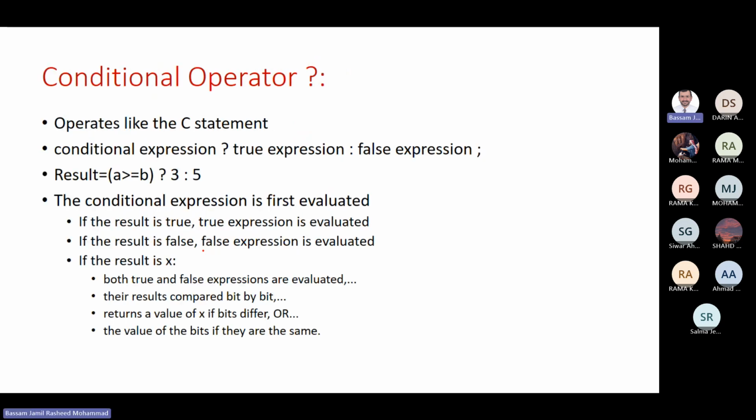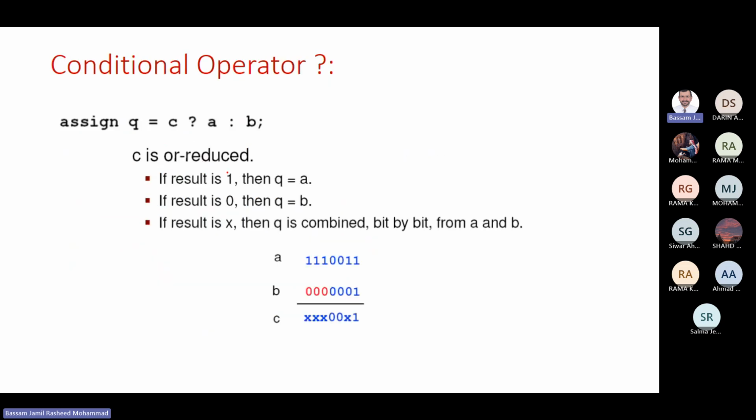The conditional operator is an operator that we use in the assign statement. You have a condition here. You check it. If it is true, the result is this. If it is false, the result is this. Let's take an example, which will be a lot better. Here I'm going to check a condition. If it is true, then A goes to Q. If the condition is false, B goes to Q.